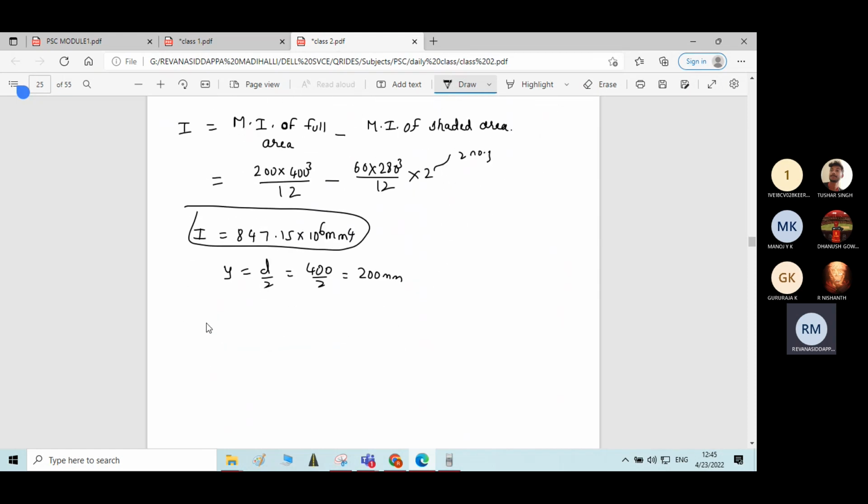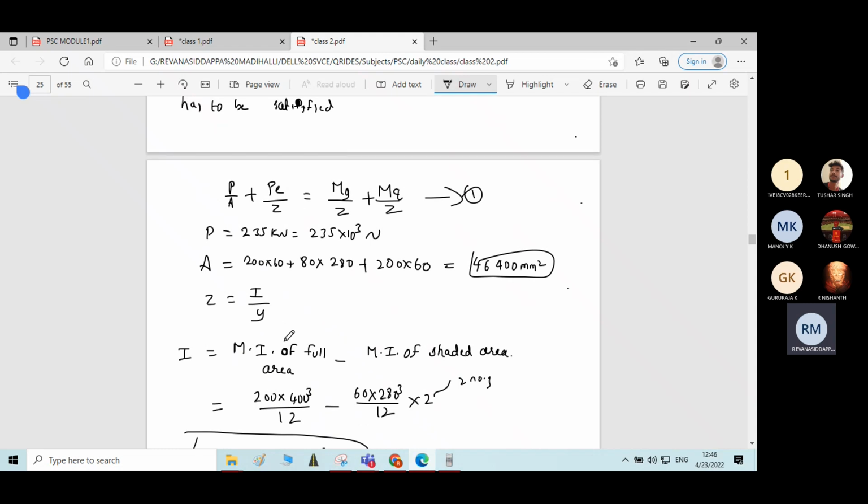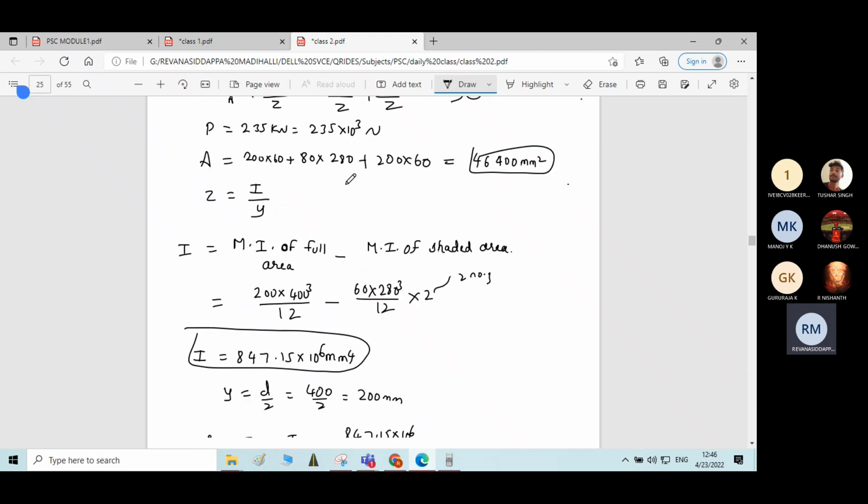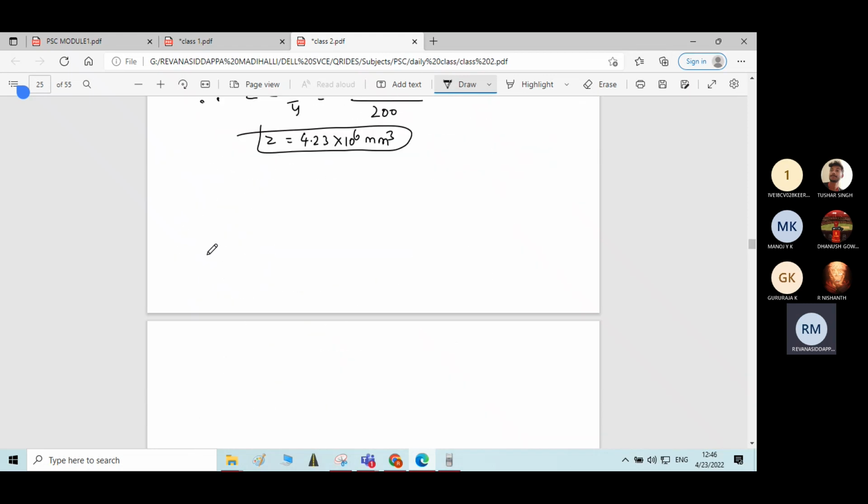Therefore Z is equal to I by Y. I is 847.15 into 10 power 6 divided by Y, which is 200. The answer is 4.23 into 10 power 6 mm cube. Now you got the value of Z. What else is required? You require Mg and Mq, that is moment due to self weight and the moment due to live load. Self weight moment.